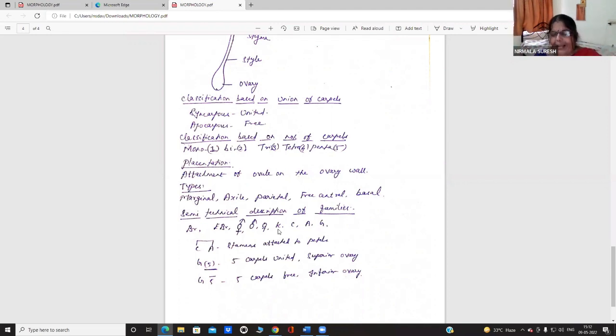Polypetalous condition, no bracket near corolla. See, gamopetalous. So when you tell them to get a variety of flowers, all these conditions can be shown easily. A for androecium, G for gynoecium.